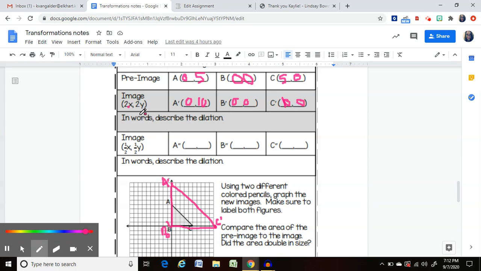And that's what it looks like. So because I multiplied by 2, I'm just going to say that the image doubled. Or I could say it stretched by 2. Ooh-wee. That handwriting, top notch.